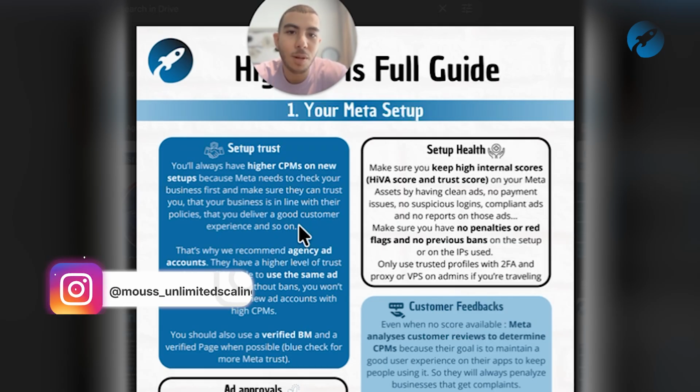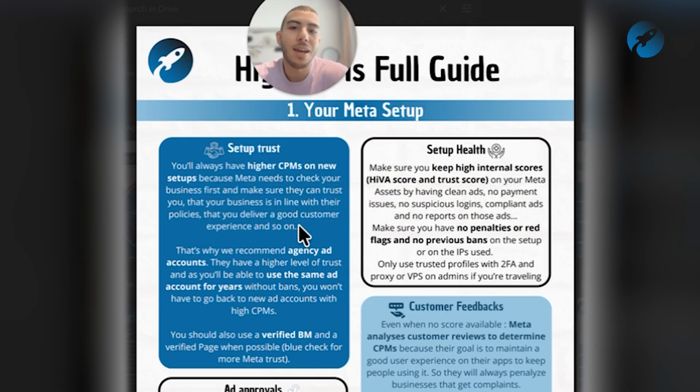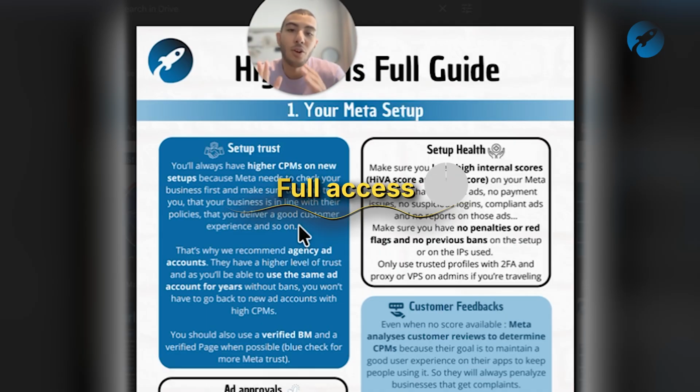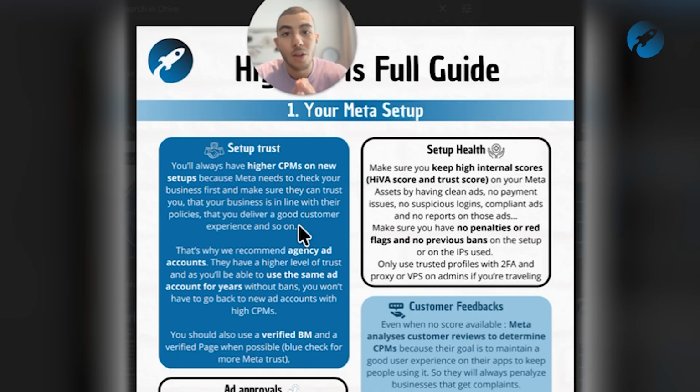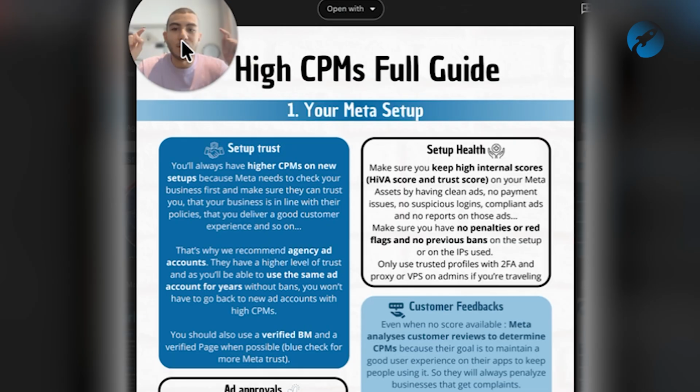I'm Moose from Unlimited Scaling and I prepared for you a high CPM full guide that you can download, and you can get access to all of this and consider this as a checklist on all the things that you, and your team, have to look at to make sure to get the best CPMs possible on your Meta ads. Right now, I will explain all the things in detail.